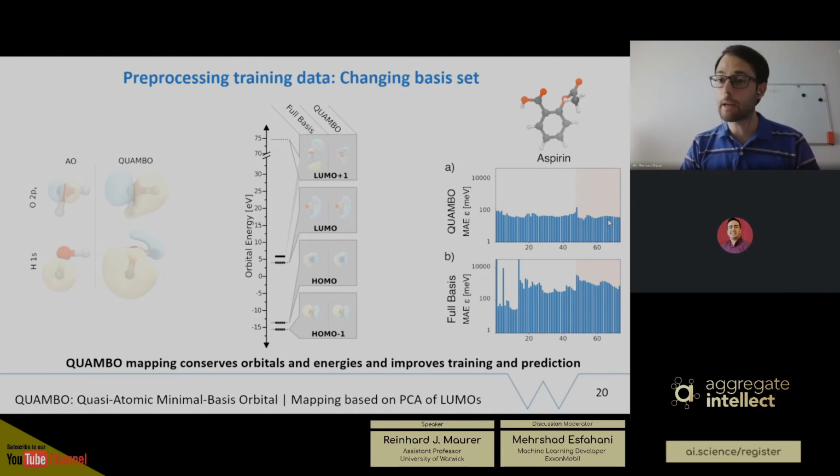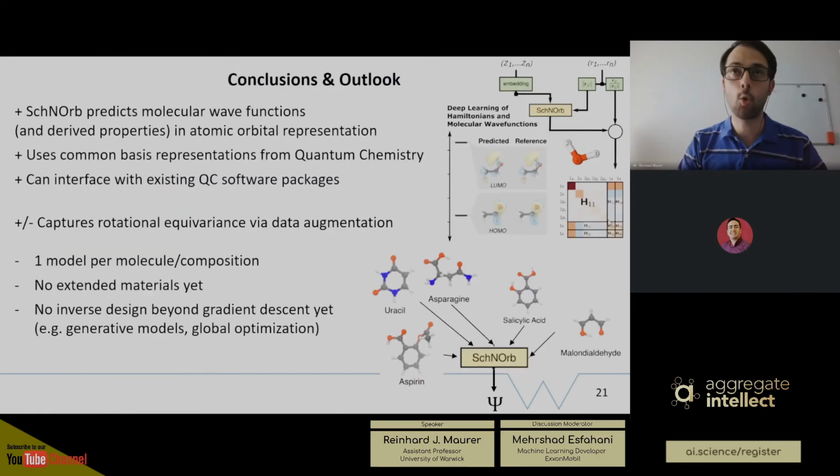And this is something that now allows us to go to much larger molecules and hopefully also move forward in terms of going into more complicated materials, right? And so just to wrap up on this, the Schnorr model is very much a proof of principle that we can predict molecular wave functions and their derived properties in an atomic orbital representation. The key here is really that we're using a representation that is common in quantum chemistry, and in doing so, we can now interface with all the existing software packages that are there. There are so many powerful packages that have been developed over the years, and we can interface with those by using the representation that they understand.